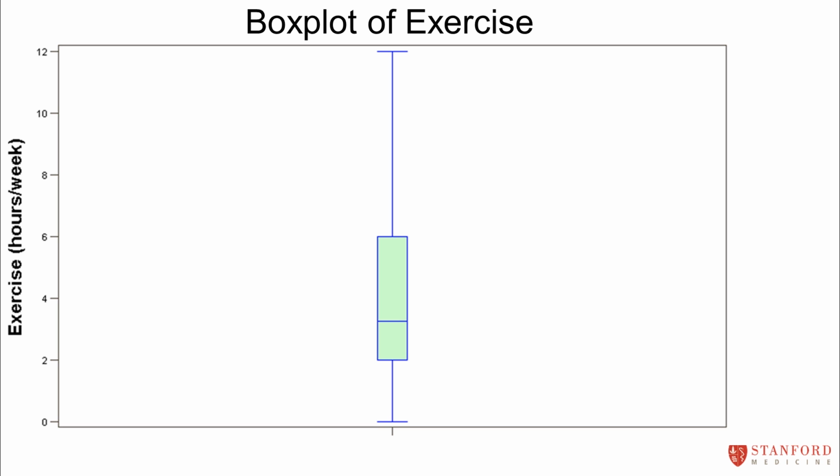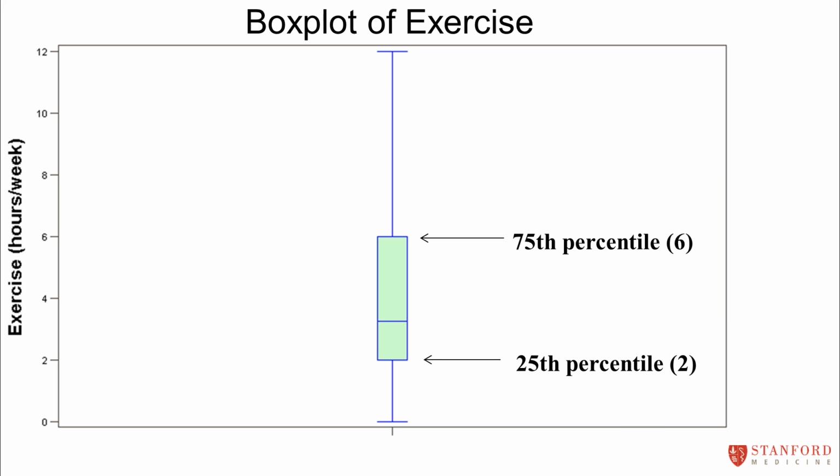The way that you interpret this box plot, first of all, the box is the middle 50% of the data. So if you were to arrange the students from the lowest exercise per week to the highest, the box would be those who were right in the middle 50%. That is from the 25th percentile to the 75th percentile. So the 25th percentile here is 2, the 75th percentile is 6. That means that 25% of my students were doing less than 2 hours of exercise per week, and a quarter of my students were doing more than 6 hours per week. The middle 50% was between 2 and 6.